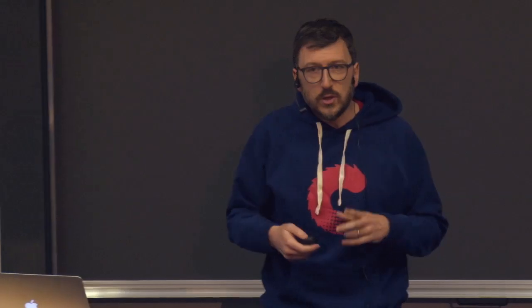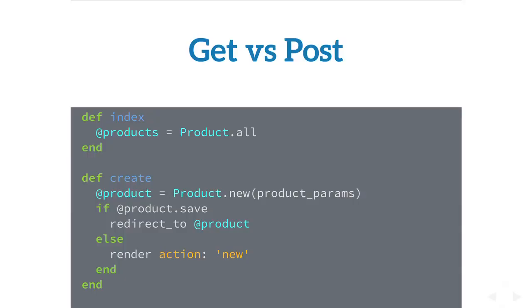Another point is that we are using the same model for the get and the post, for reading and writing data. So in the get operation, we use something like this, products all, to load all the products from the database and return to the view. And in the case of creation, we use the same model to create a new product in the database.